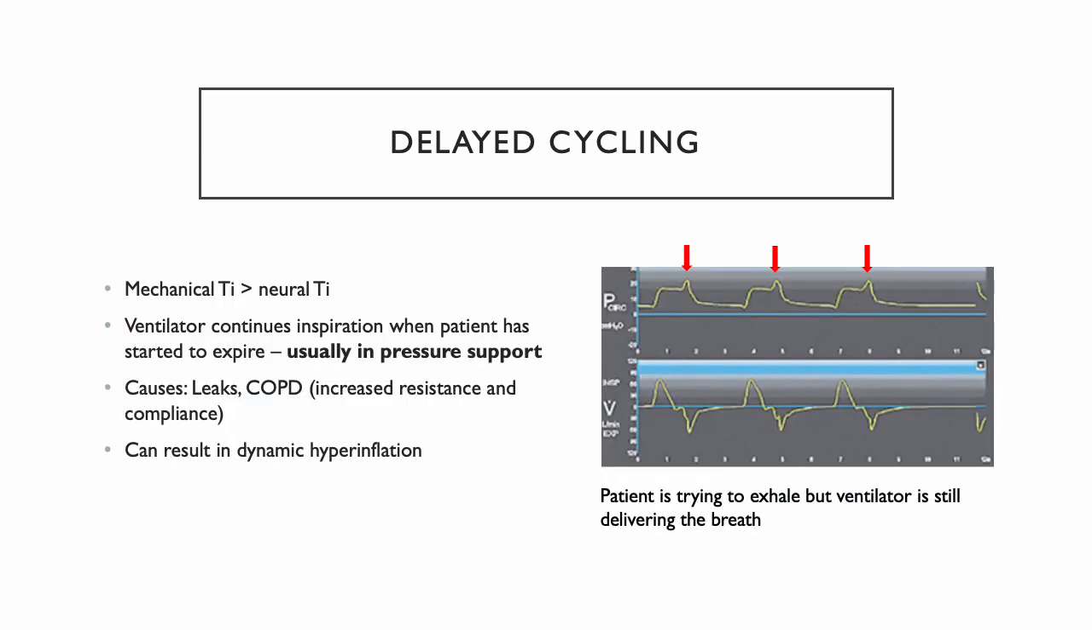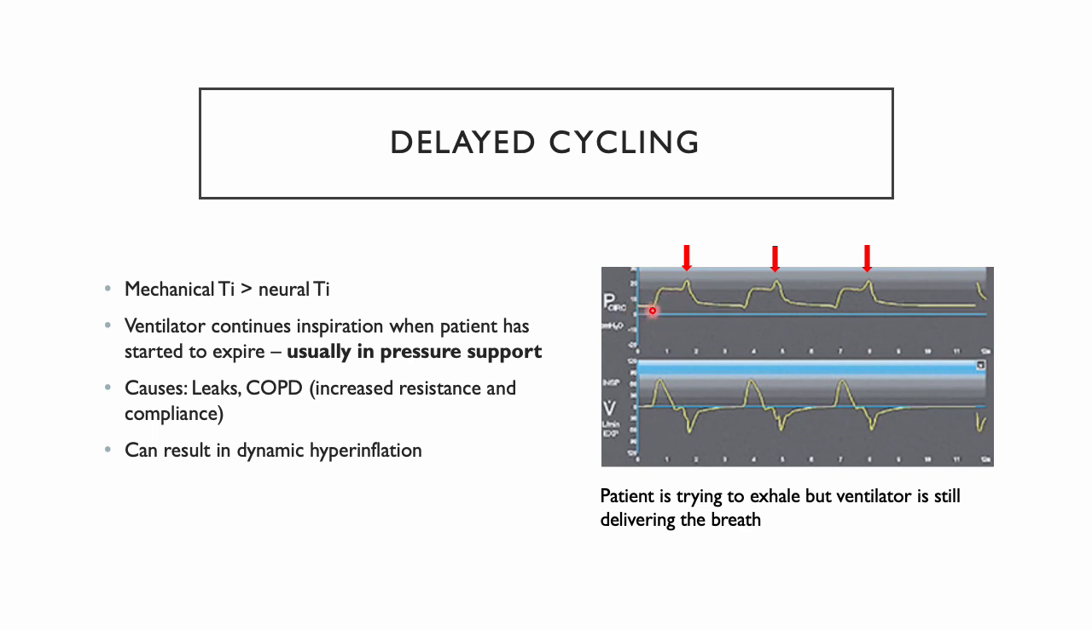The last dyssynchrony we will discuss today is delayed cycling. So delayed cycling is the opposite of premature cycling, whereby the machine's inspiratory time is longer than the patient's inspiratory time. The ventilator continues inspiration when the patient has already started to expire, and this usually occurs in pressure support mode. So what we see in the ventilator will be a positive blip in the pressure time curve.